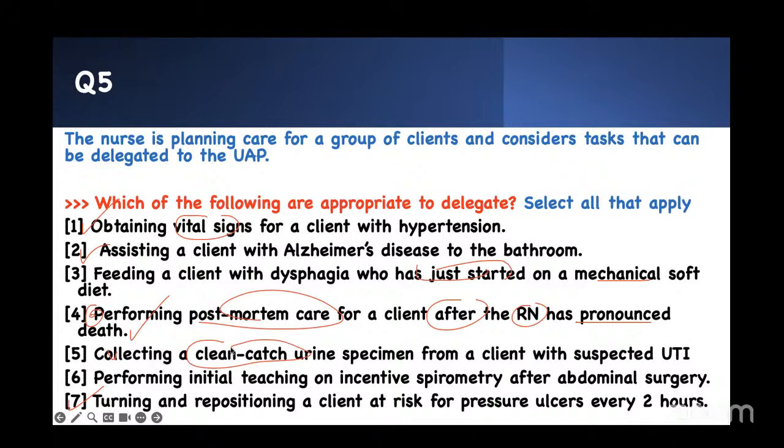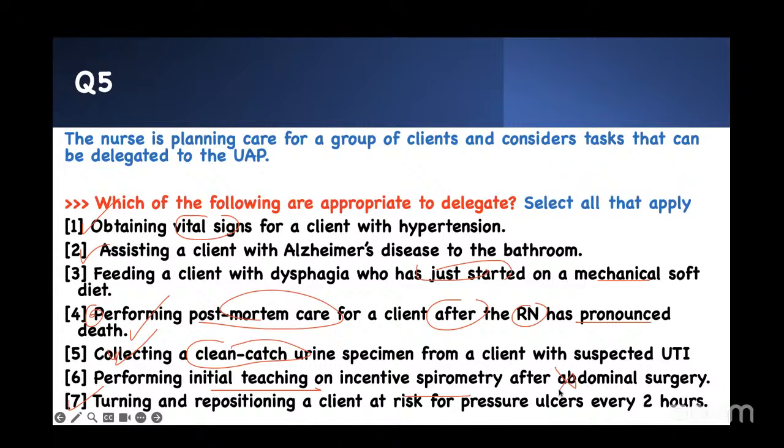It's not a story. The patient usually goes to the bathroom, they give him the cup, and they do a clean catch, right? They go and then you tell them to take the midstream, right? Therefore, UAP can direct them. He can give them the specimen and they can use it. So they can do that, right? Initial teaching for incentive spirometer, negative. So these are the things that you expect a UAP will be doing.